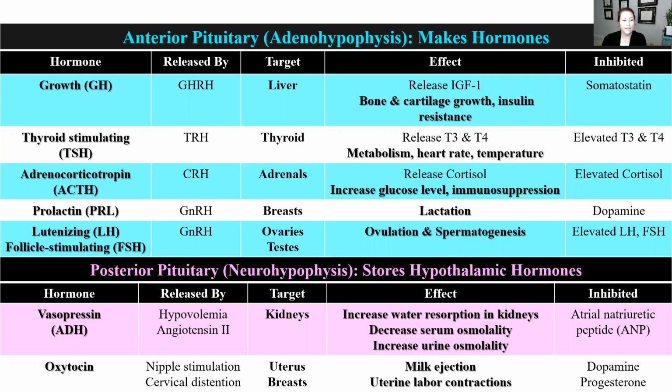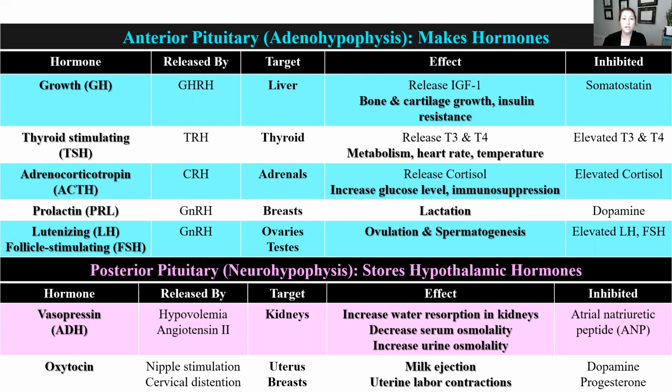Adrenocorticotropin, ACTH, is released by corticotropin releasing hormone, and it acts at the adrenal glands to release cortisol. This will increase our glucose level, but also cause immunosuppression. Elevated cortisol turns itself off, so turns down the ACTH. Prolactin, or PRL, you may see that abbreviated, gonadotropin releasing hormone, is what causes the release of that. It works at the breast to stimulate lactation. It's turned off by dopamine.